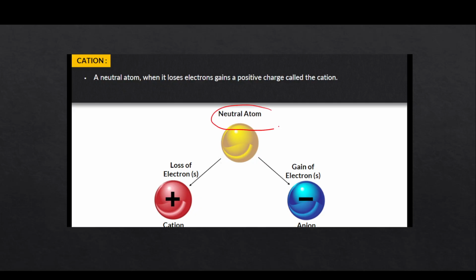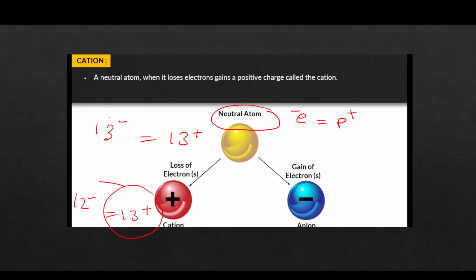So this is neutral atom. Neutral atom is when number of electrons are equal to number of protons. Electrons are negatively charged particle, protons are positive. Suppose this atom has 13 electrons and 13 proton. Now if it lose one electron, so it will be having 12 electron but 13 proton. Proton will remain same, right? So because it has more positive charge, so it will become a cation, positive ion.